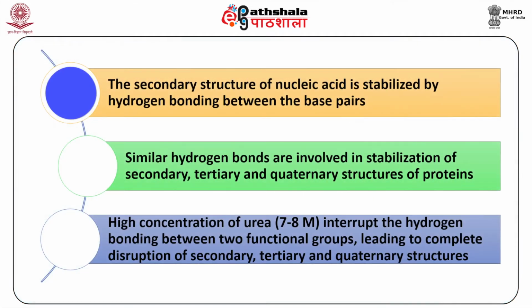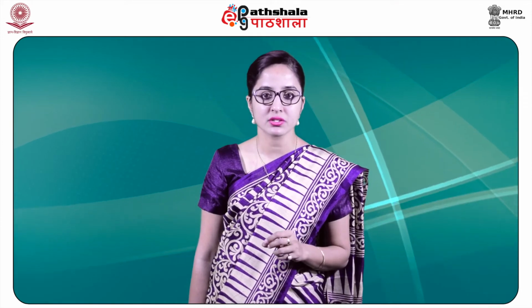The secondary structure of nucleic acid is stabilized by hydrogen bonding between the base pairs. Similar hydrogen bonds are involved in stabilization of secondary, tertiary and quaternary structures of proteins. A high concentration of urea, that is 7 to 8 molar, interrupts the hydrogen bonding between two functional groups, leading to complete disruption of secondary, tertiary and quaternary structures. Denaturing gel can be performed by running the oligomers on 20% PAGE containing 7 molar urea.